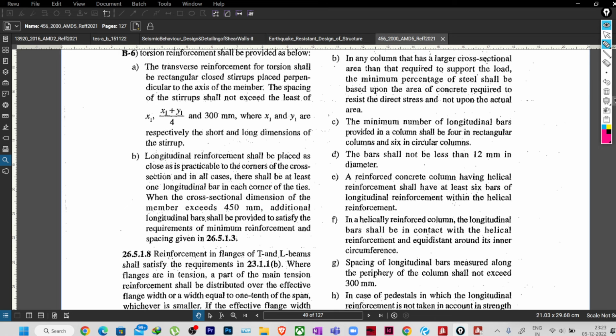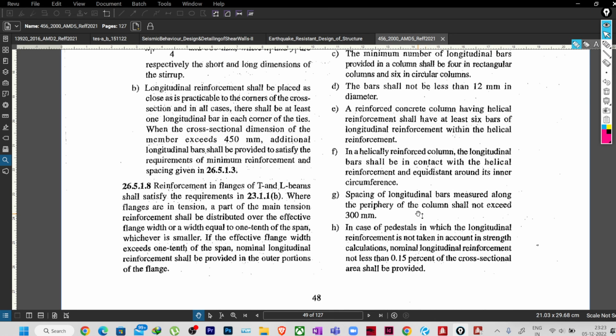Then we have: spacing of longitudinal bars measured along the periphery of the column shall not exceed 300 mm. So this spacing that we are providing, suppose we are providing 3 bars, this spacing of longitudinal bars should not exceed 300 mm. It should not be more than 300 mm.